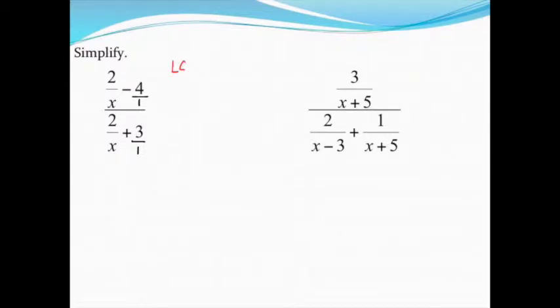So let's go ahead and look at all 4 of those individual fractions and build the least common denominator, the same way we've done in the past. So I see that there's x's and 1's. The LCD then is simply going to be just x. I don't need those 1's, although I could say it's 1x.